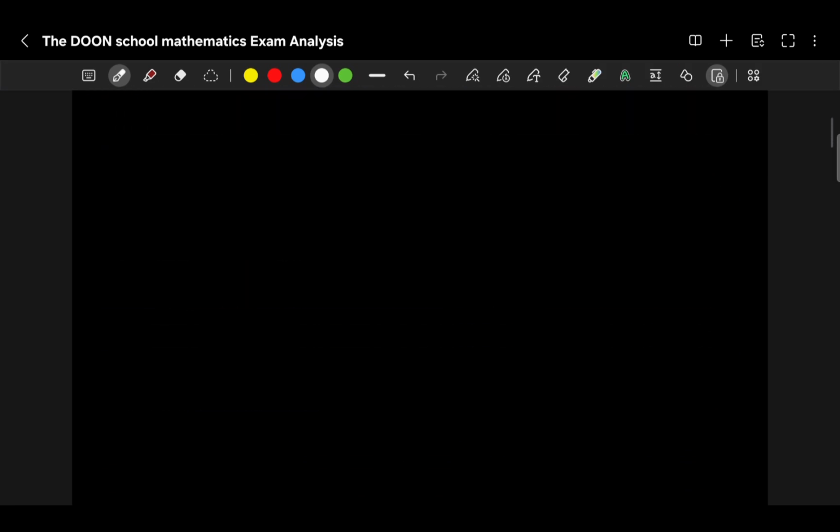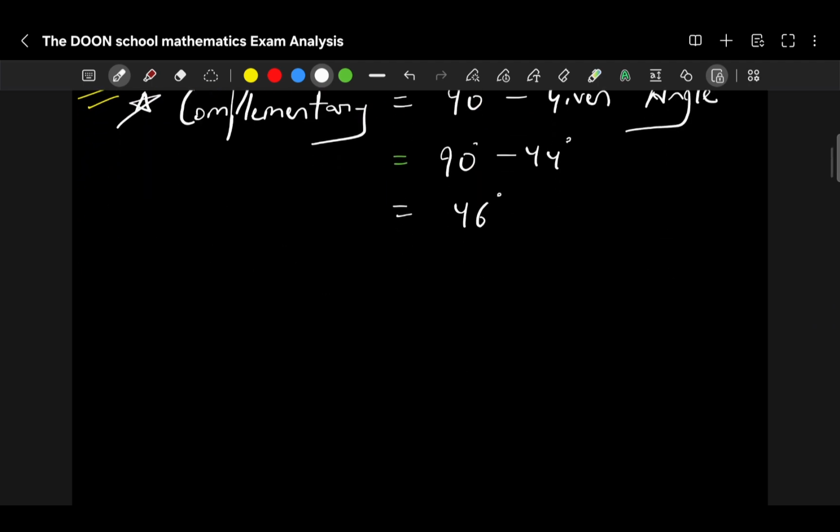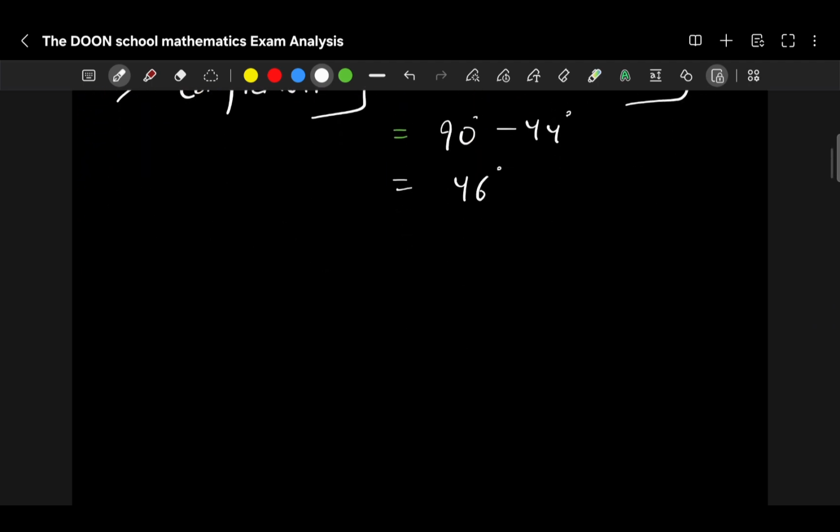The very first question that was given in the exam paper was to find the complementary of this angle. How to find the complementary of any angle? You have to do 90 minus the given angle. The given angle here is 44 degrees. So 90 degrees minus 44 degrees equals 46 degrees. This question was very easy if you know the basics about lines and angles.